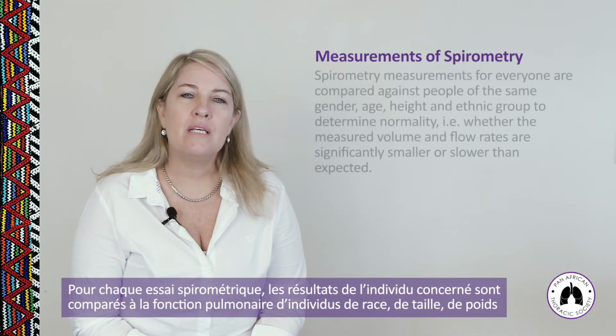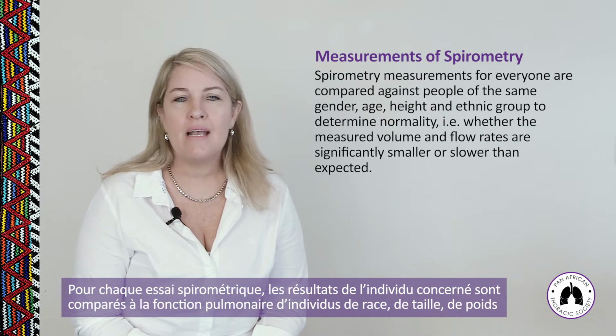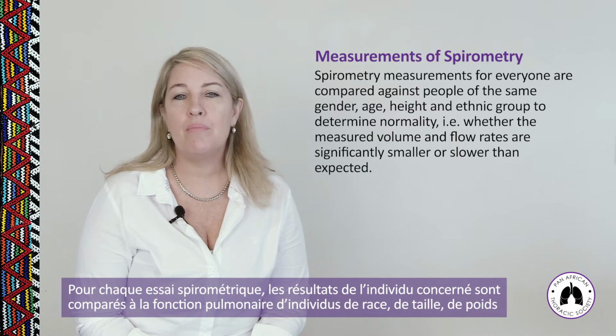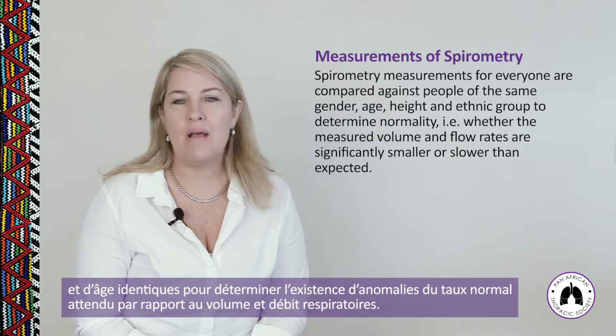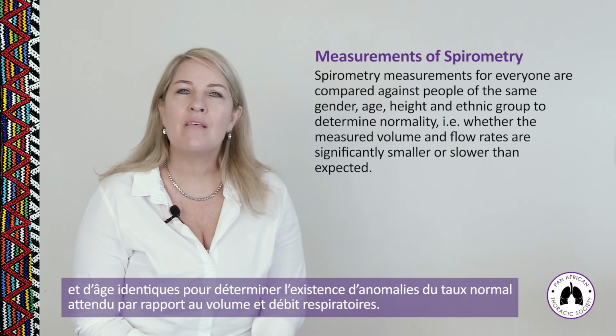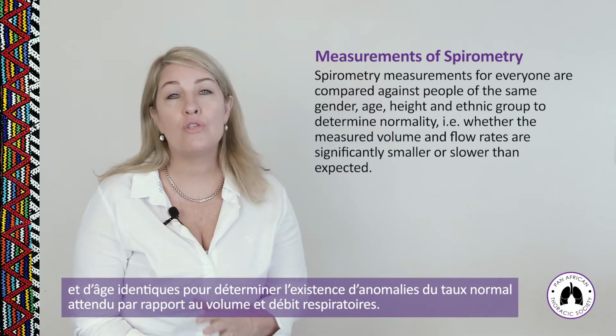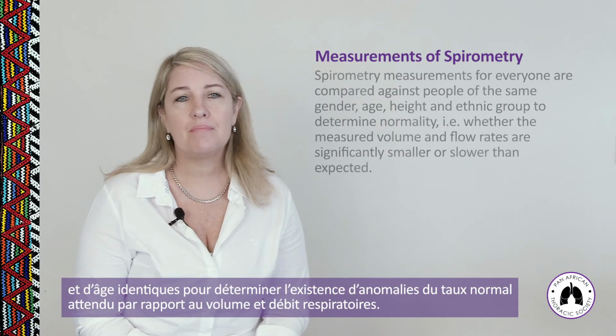Measurements of spirometry for everyone are compared against people of the same gender, height, and ethnic group and age to detect normality. So, i.e., whether the measured volume and the flow rates are significantly smaller or slower than expected.